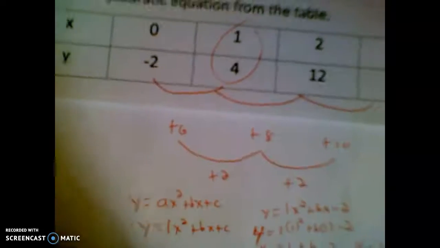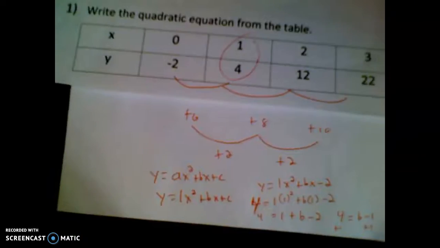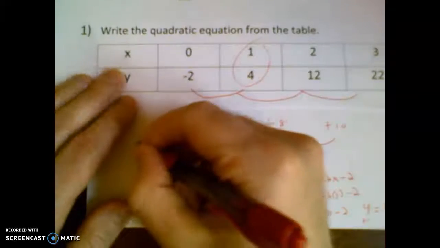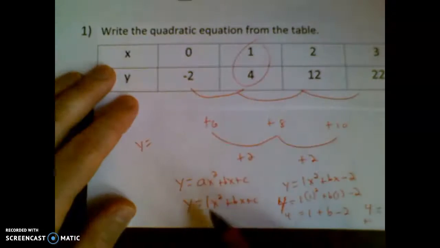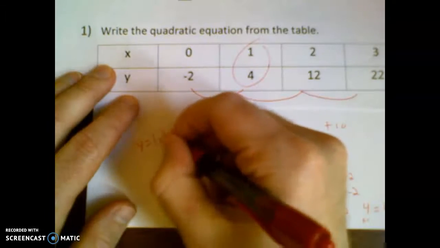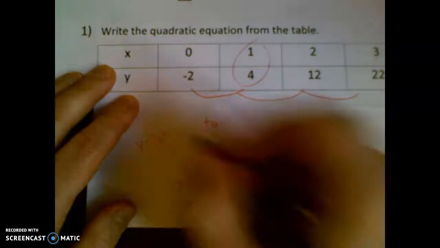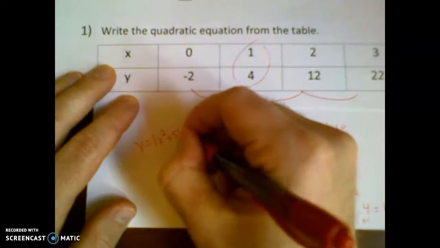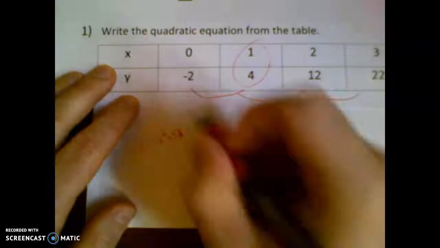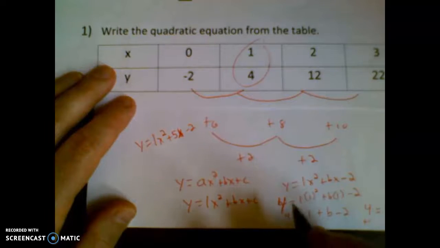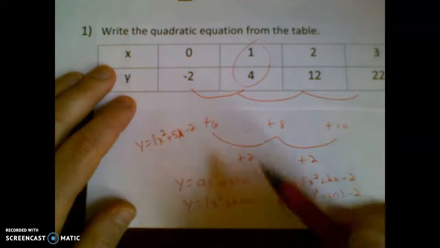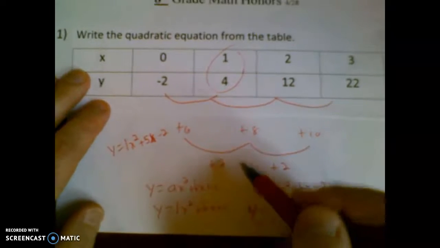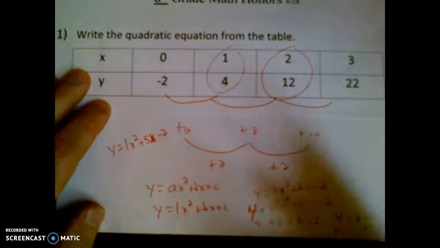So my equation that I think is correct, as I zoom back out, is going to be y equals 1x squared. B was 5, so plus 5b, or sorry, 5x, and then minus 2 for the y-intercept. And to see if this is the correct equation, I take another coordinate and I test it.